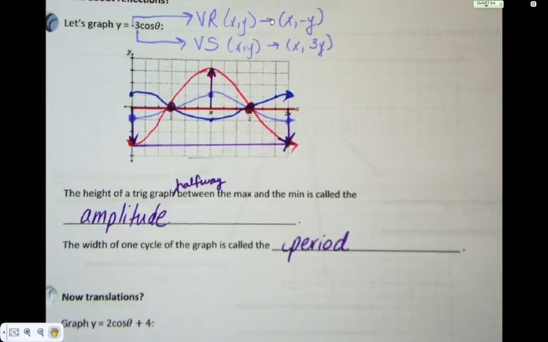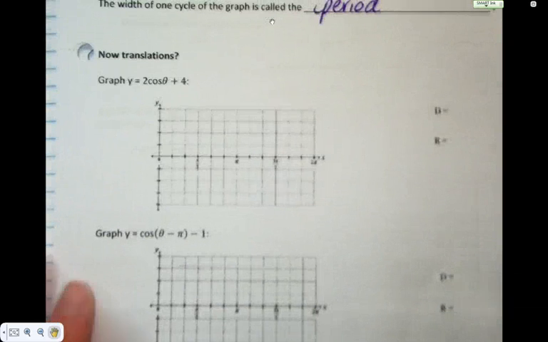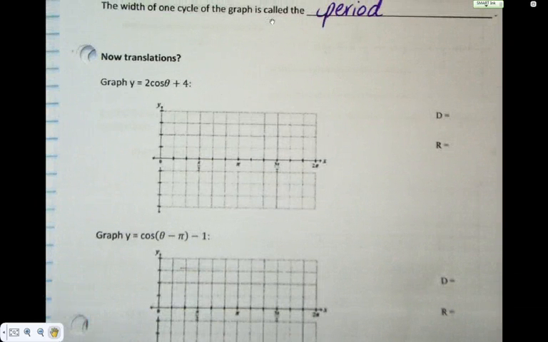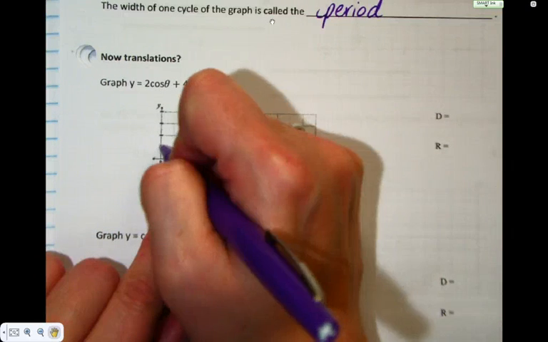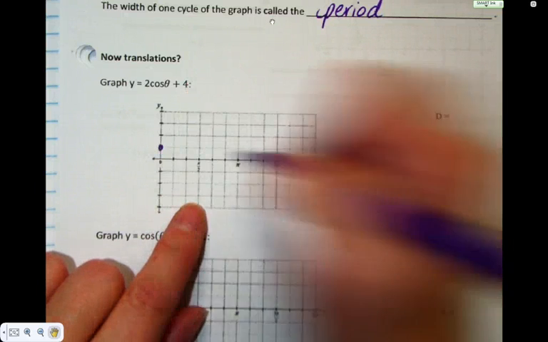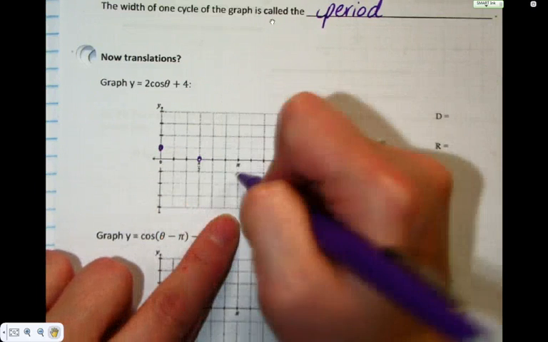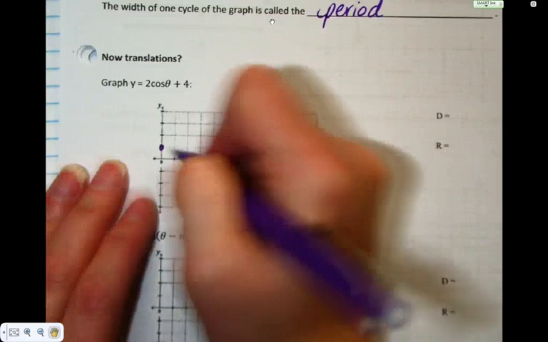How are you feeling so far? Good? Translations? Base graph. So take away the numbers, what's left? Cos, what does cos start with? 1, 0, -1, 0, 1.